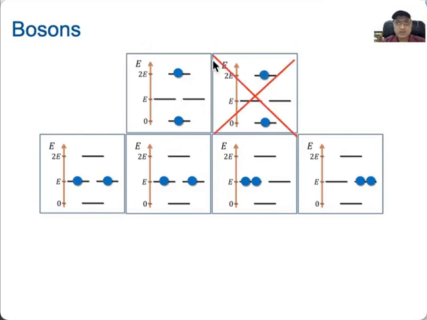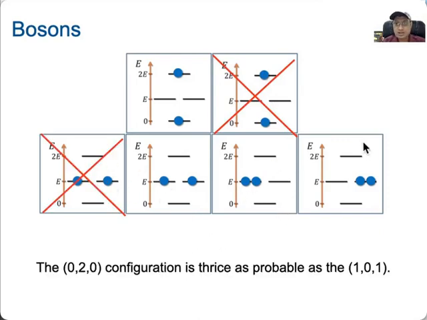So these are the identical ones, so this I can cross out. Now this is the identical one, so this I can cross out, and these are the ones. So we can again see that the 0 2 0 configuration in this case is thrice as probable as the 1 0 1 configuration. Okay, so this is the 1 0 1 configuration, and these are the 0 2 0 configurations. These are possible because bosons do not obey the Pauli exclusion principle, so these are possible for the bosons.